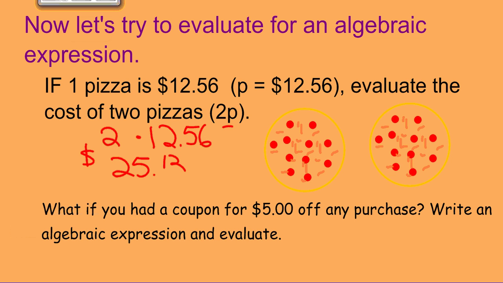Okay, how did you do? $25.12. Hopefully you remembered when we multiply decimals, we can't just bring it straight down. We need to count the number of decimal places in each factor. Try to do this one.